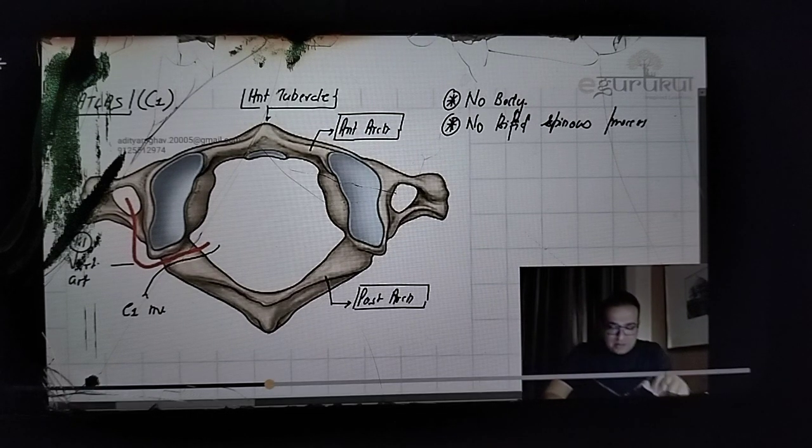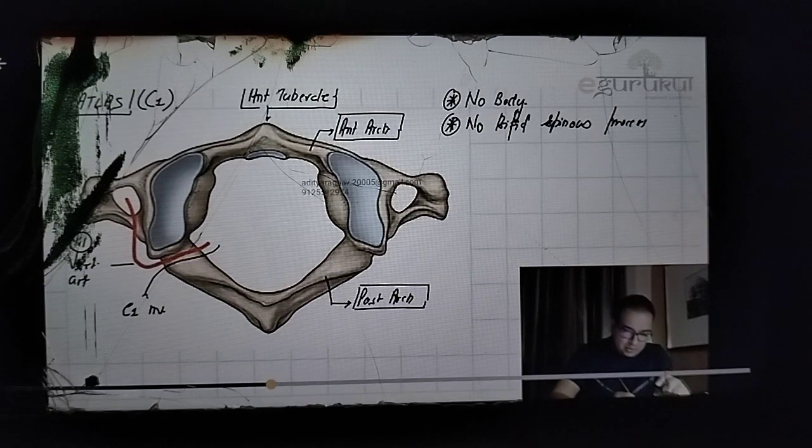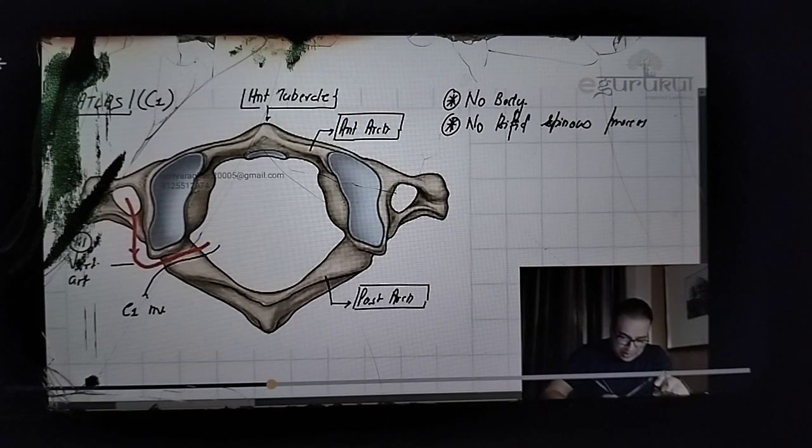We have a depression on the superior surface of the posterior arch of the atlas, which provides passage for the vertebral artery to go inside and the C1 nerve to come outside. Let me draw this arrow so that you have no confusion. The artery is going inside and the C1 nerve is coming outside. We said this is a large posterior arch which has a tubercle here, and this tubercle is called the posterior tubercle.